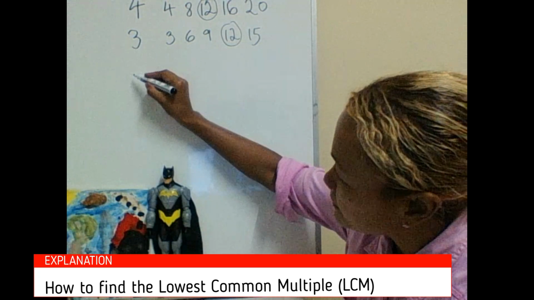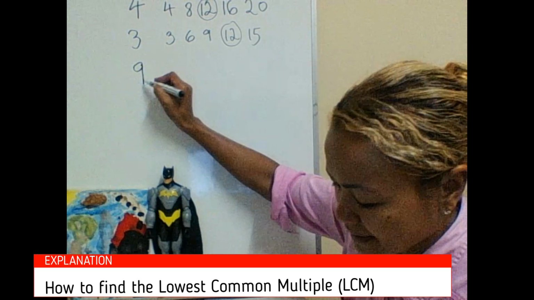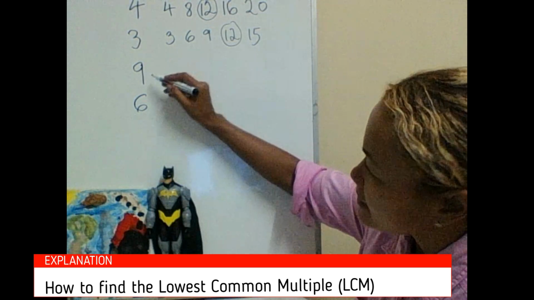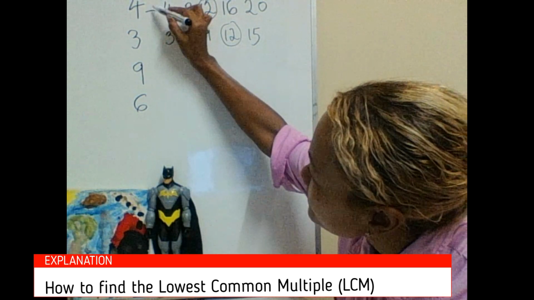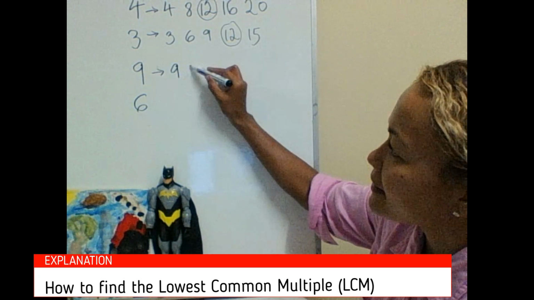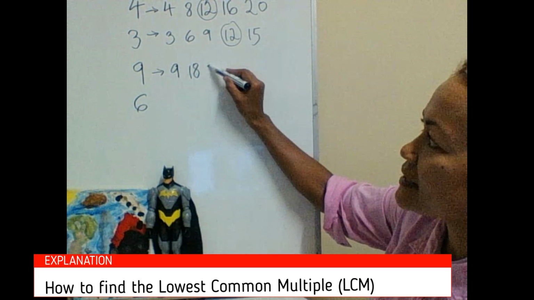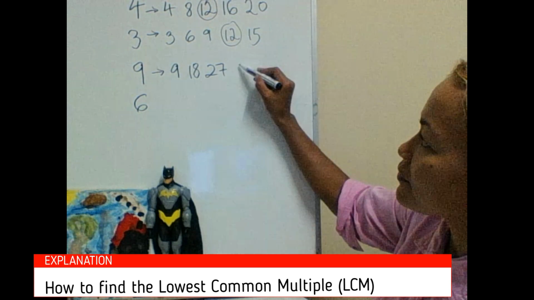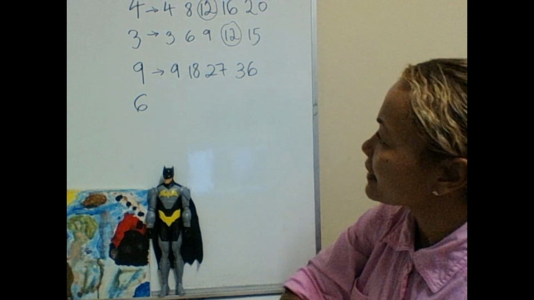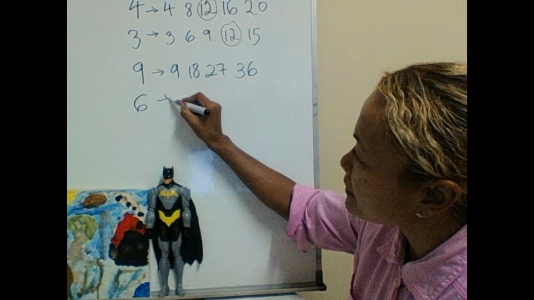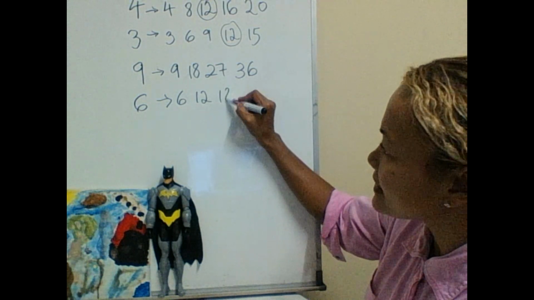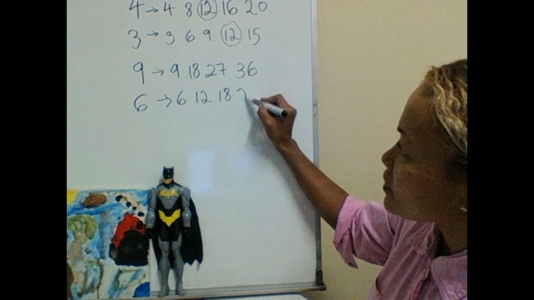Let's go to another example. 9 and 6. Okay, let's go into the 9 times table. So it's just 9, 18, 9 3s are 27, 9 4s are 36. Yes? Okay, let's go to the 6 times table. 6 1s are 6, 6 2s are 12, 6 3s are 18, 6 4s are 24.